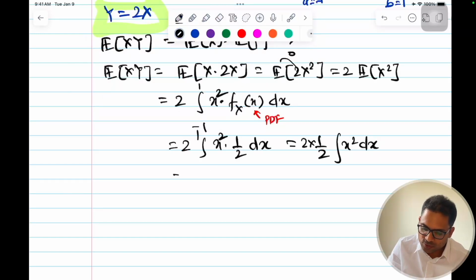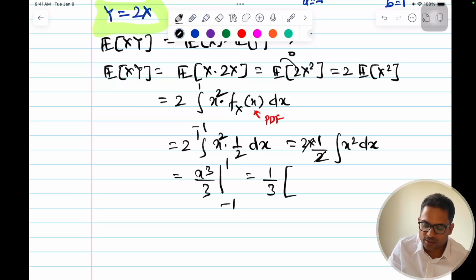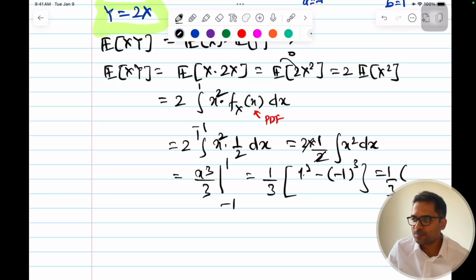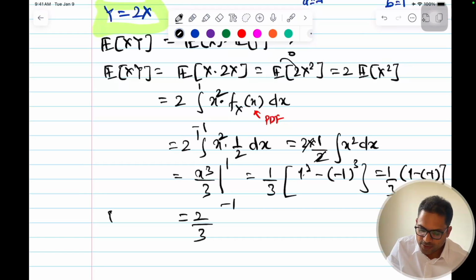What will be the value? This will be 2 into half, which is 1, so this goes off anyways. The remaining thing is the integral of x square dx. Integral of x square dx is x cubed by 3, and the range is minus 1 to 1. I bring the 1 by 3 out, and for x cube I put the upper limit: 1 cube minus of minus 1 cube. This is equal to 1 by 3 into 1 cube is 1, and minus of minus 1, that is equal to 2 by 3. So the expected value of xy is equal to 2 by 3.